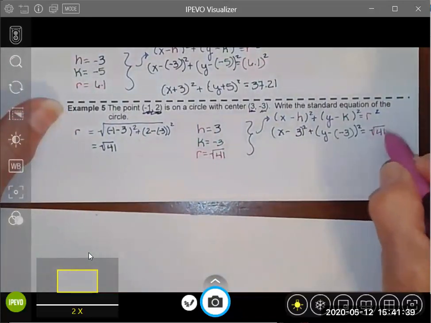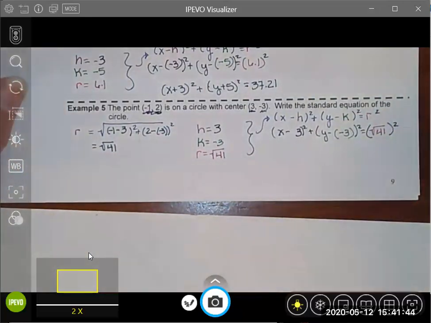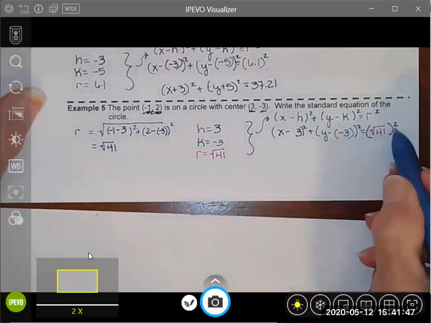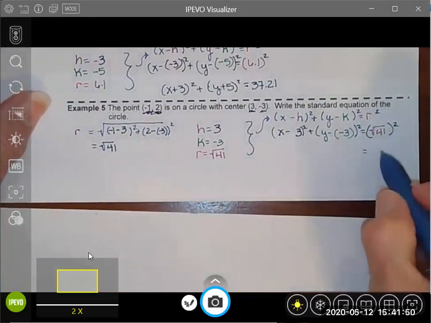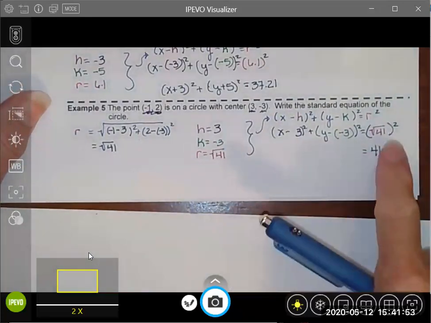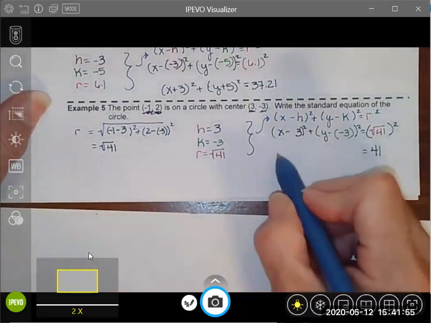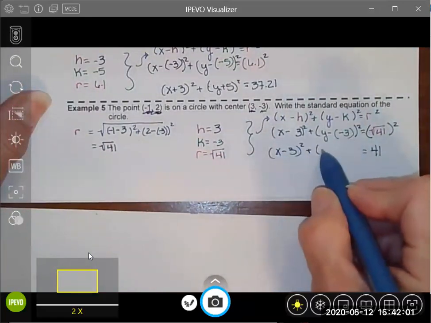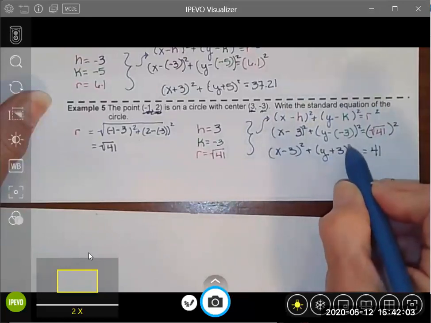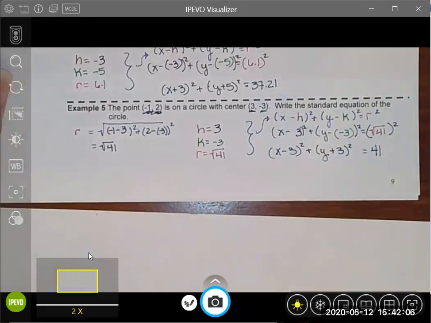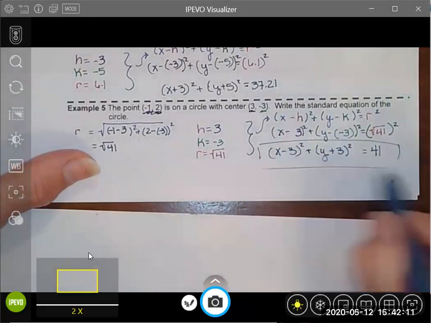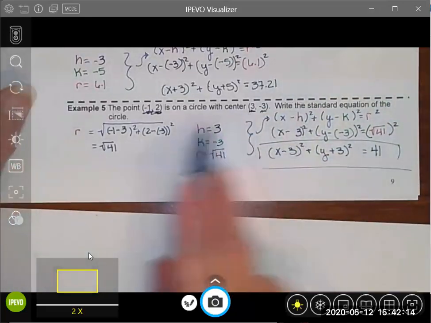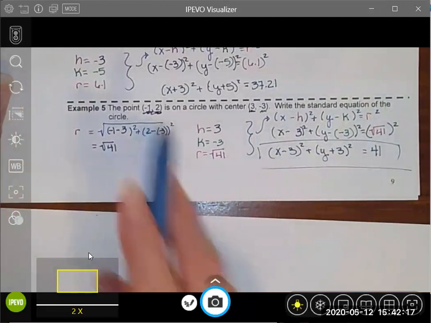I can substitute that in. I have to remember that I'm going to square my radius, which actually is really nice because the square root and the square functions are inverses. They undo each other. And so this simplifies to just plain 41, and the rest I just rewrite. I can simplify this a tad. Subtracting a negative is the same as adding a positive, and that's my equation that could be used to represent a circle with a center of 3, -3, and a point on that circle of -1, 2.